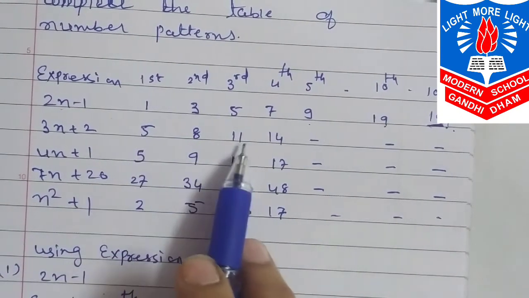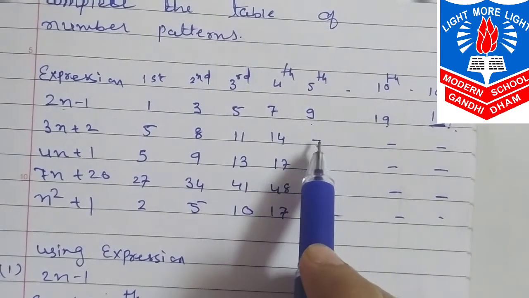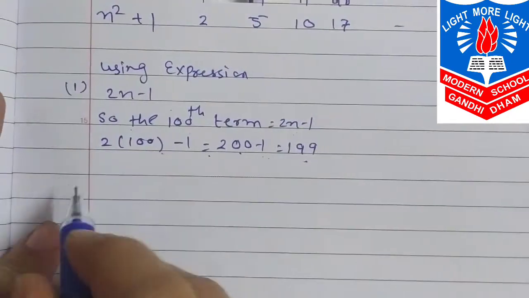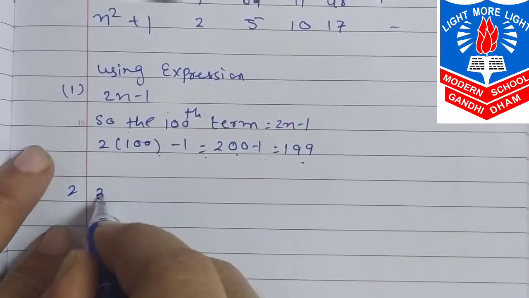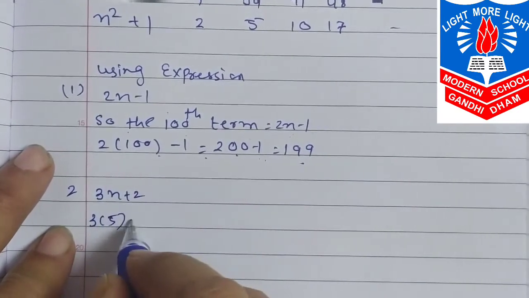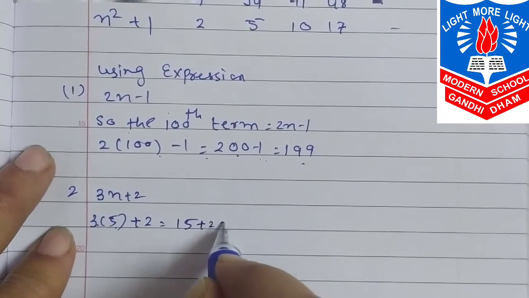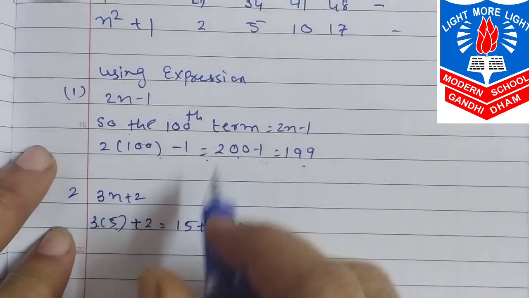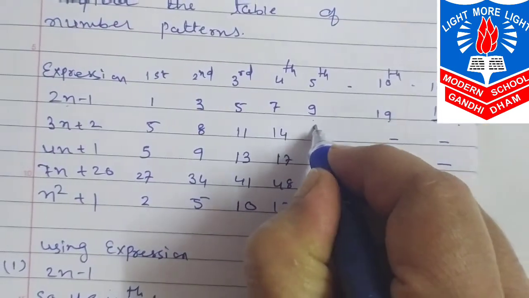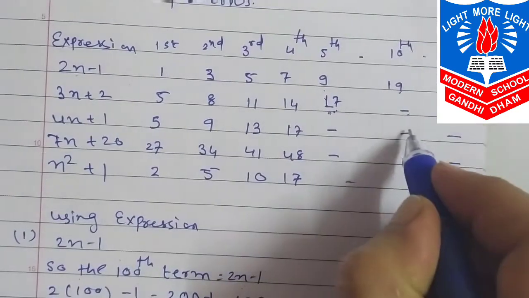Then see the second expression 3n plus 2. Here 5, 8, 11 and 14 are given, but the fifth value is not given. So we find the fifth value. So we write here 3n plus 2. What will we write in place of n? 5. 3 fives are 15 plus 2 is equal to 17. So how much will come here? In the box, how much will we write? That is 17.